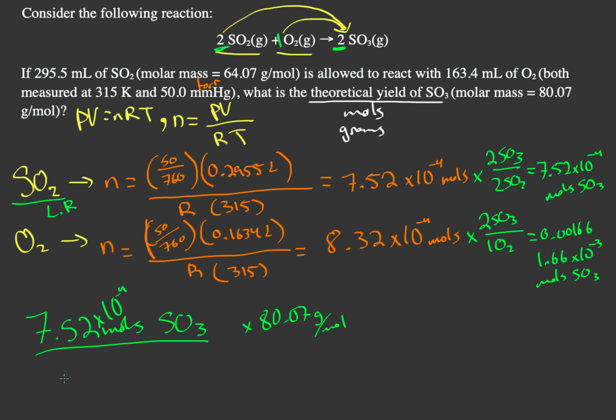And that actually gives us 0.0602 grams. So that's how many grams of SO3 we also have. So those are both our yields, or theoretical yields, for SO3.